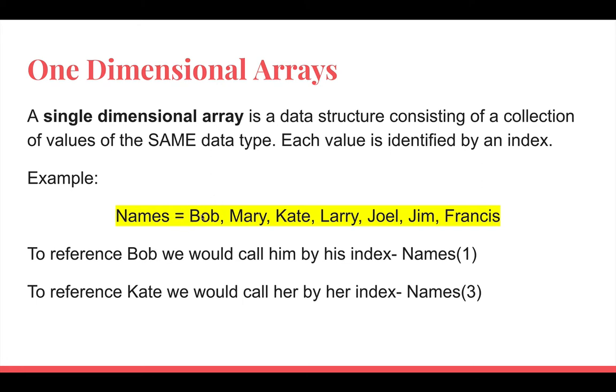So for Bob here in this example, I would go print names(1). Names is the name of my array. In brackets afterwards is the index. That would print Bob. For example, to print Kate or to reference Kate, I would again write names and then in brackets her index, which would be 3. Okay. To print Francis, for example, I would write print names, the name of my array, in brackets 1, 2, 3, 4, 5, 6, 7, in brackets 7. That would print Francis.